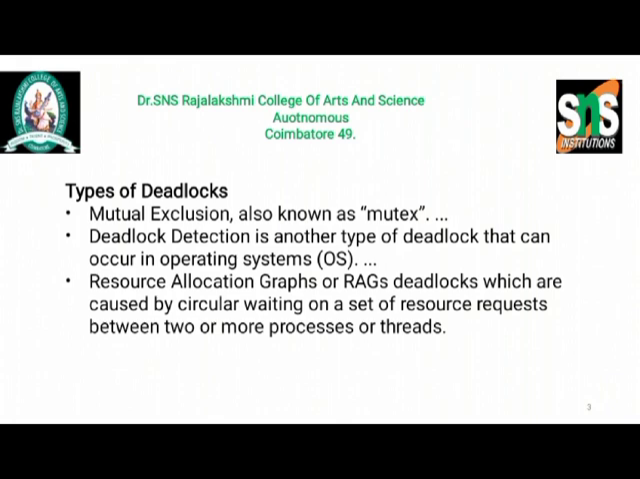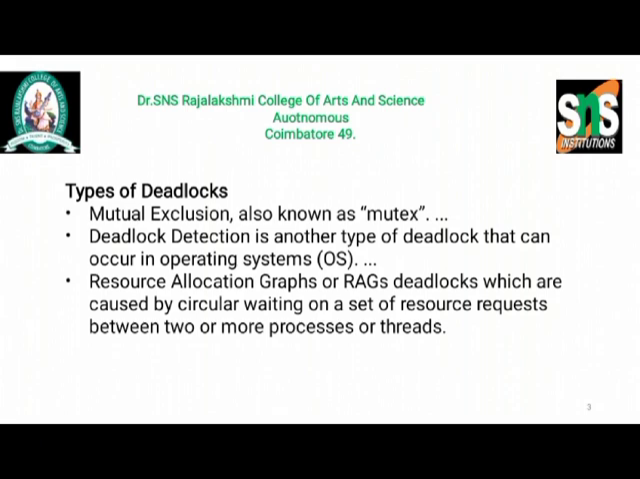Deadlock reduction is another technique related to deadlock in an operating system. It is a technique that helps to avoid the deadlock, and it also helps to find out where the deadlock occurs. A resource allocation graph, or RAG, deals with deadlocks caused by circular waiting on a set of resource requests between two or more processes or threads. RAG is a graph technique which demonstrates how the deadlock occurs and how we can resolve the deadlock.